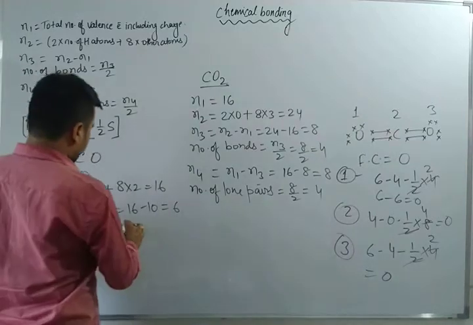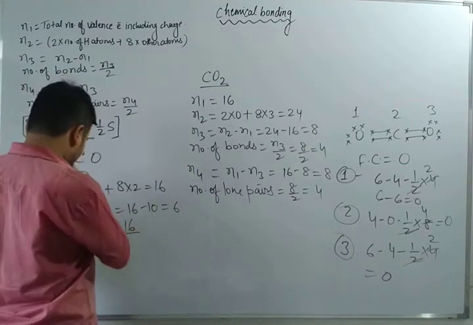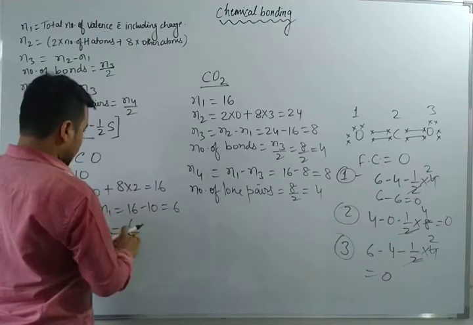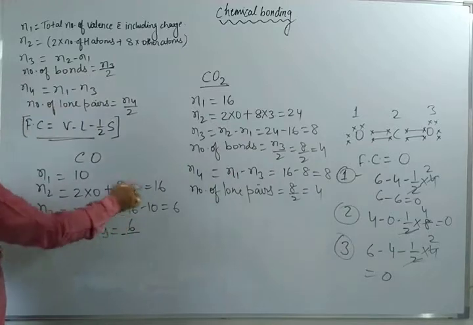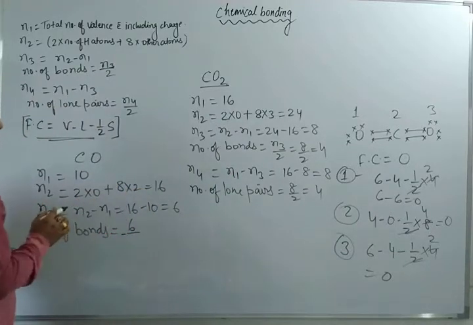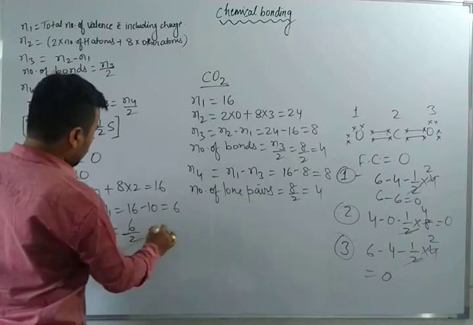Sixteen minus 16 by... N3 value is equal to N2 minus N1. 16 minus 10, that is equal to 6, and the number of bonds N3 by 2, 6 by 2, that is equal to 3.